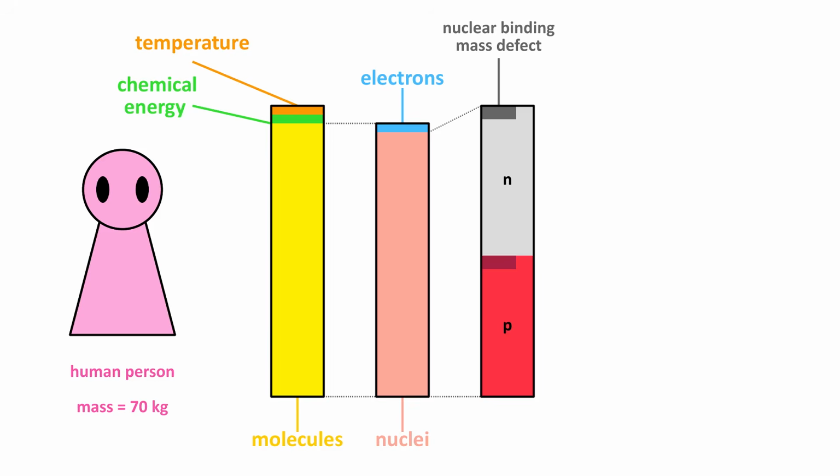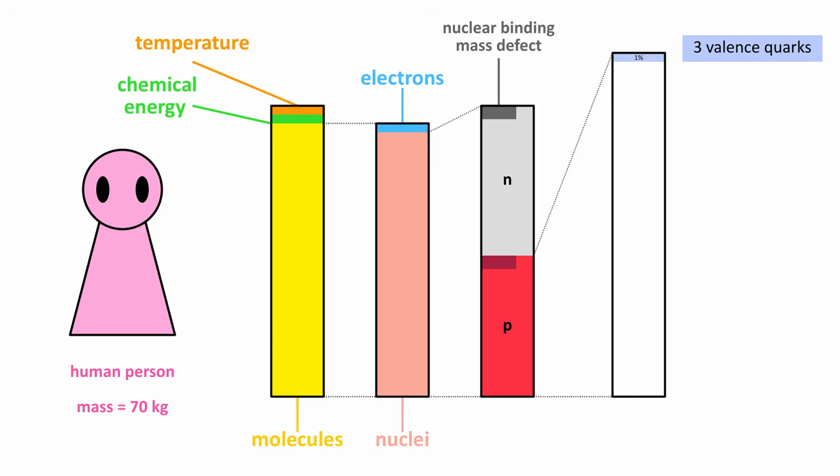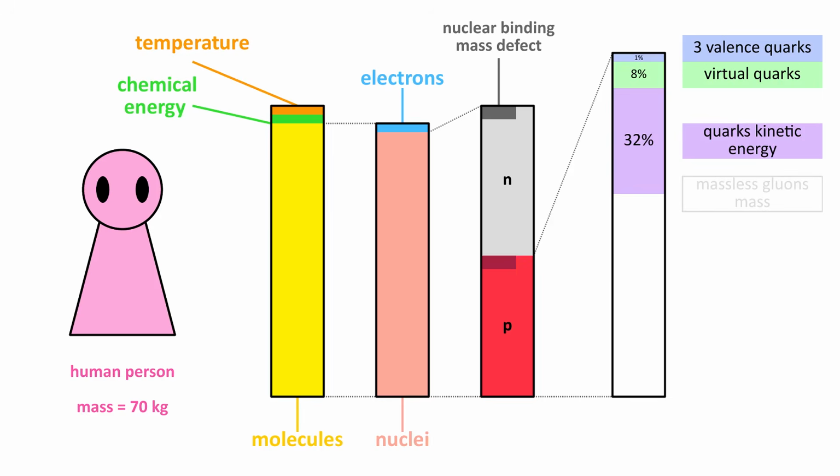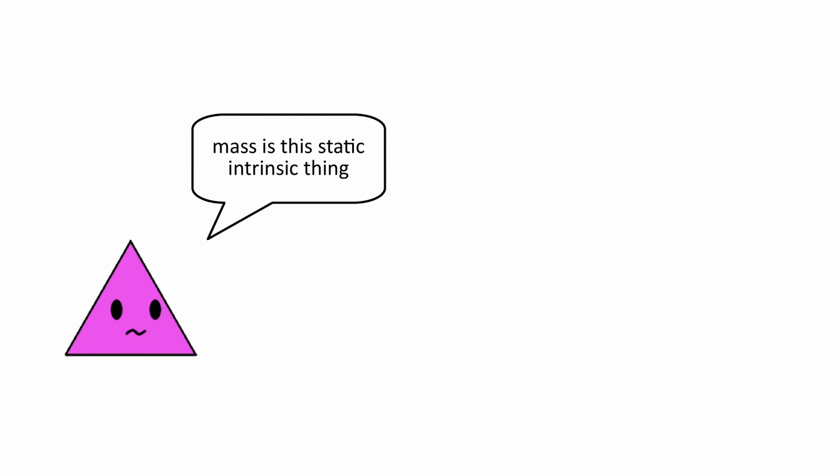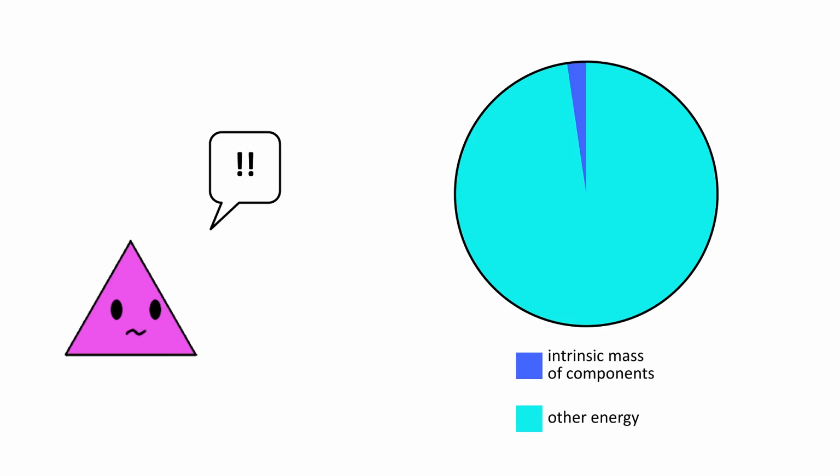The approximate breakdown is about 1% from the 3 valence quarks, 8% from virtual quarks, 32% from quarks' kinetic energy, 0% from massless gluons, 36% from gluons' kinetic energy, and 23% from the strong nuclear interaction field. So as you can see, even the mass of everyday objects, which we usually consider this static, unchanging concept, actually mostly comes from various dynamic types of energy, with only a small fraction coming from fundamental particles with intrinsic energy to them. It once again shows energy doesn't just contribute mass, it's what mass even is in the first place.